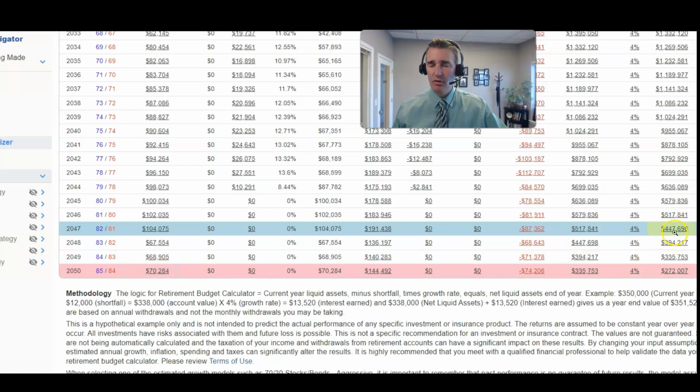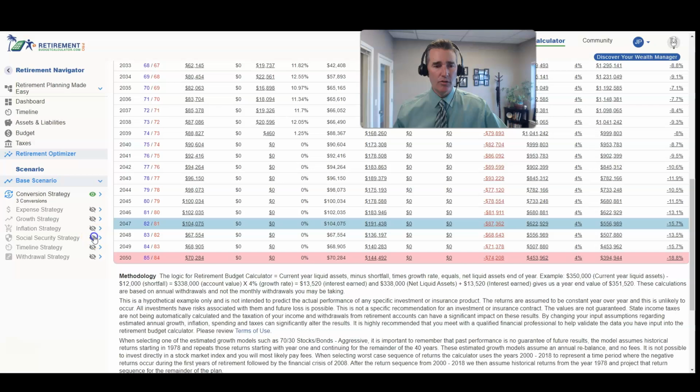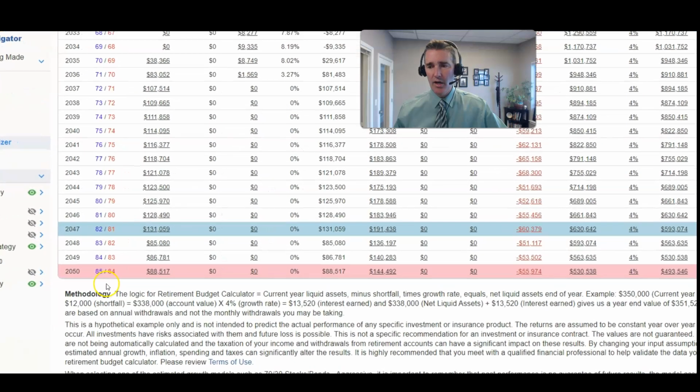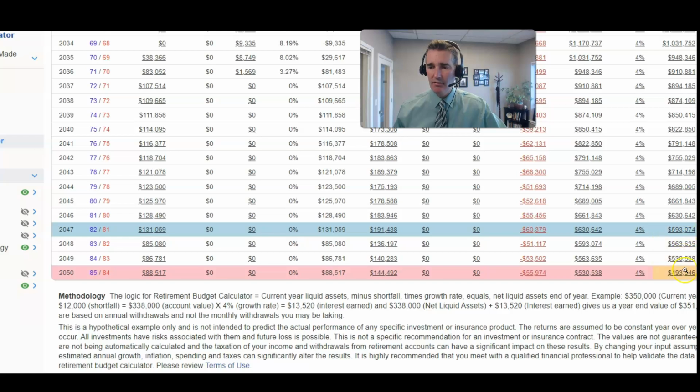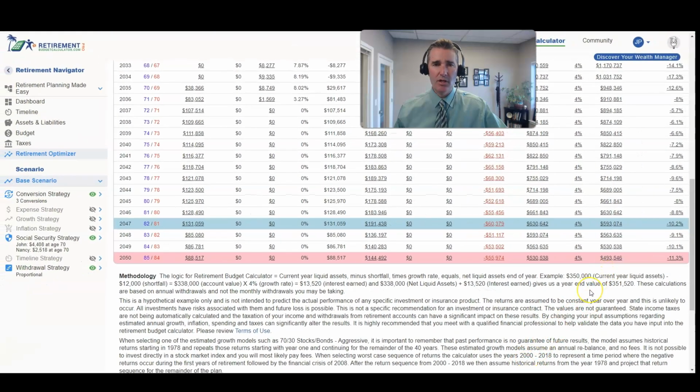So the baseline showed that they had $272,000 if they did nothing and if they just kind of followed this path that they were on. Now, if we go through and we say we're going to do the conversion strategy, we're going to do the Social Security strategy, and we're going to do the withdrawal strategy, now you can see the difference is $493,000 is how much they have remaining at the end of life compared to just $272,000 if they didn't work at optimizing their plan. Let me share with you a better visual.